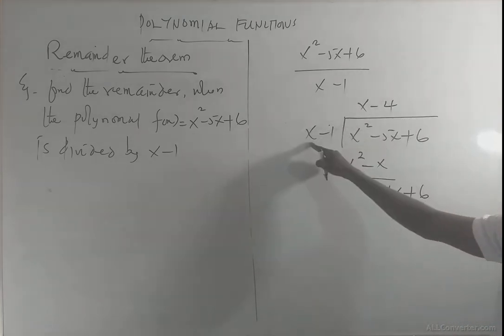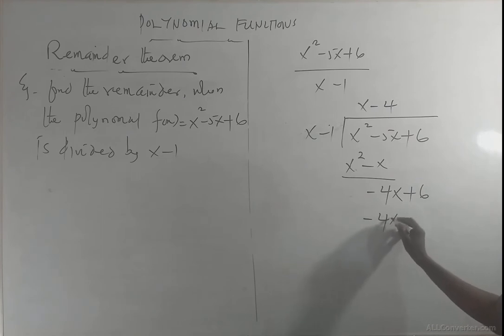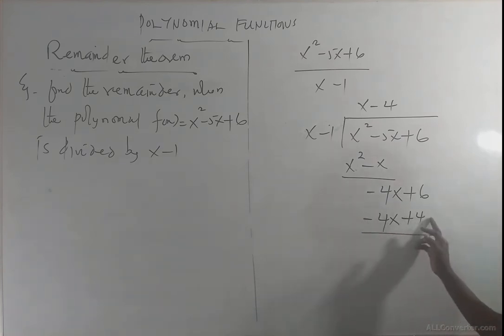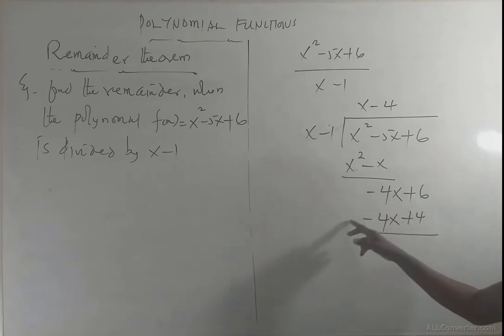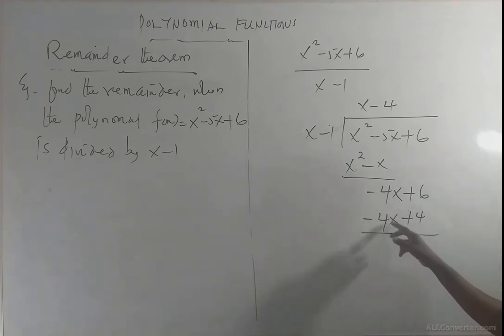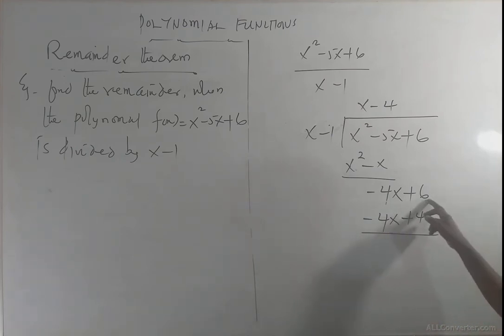Then minus 4 times x will give us minus 4x. The minus 4 times minus 1 will give us plus 4. So we underline. Then our bracket here and our minus here. So we have minus 4x minus 4x, which will be minus 4x plus 4x, and the x term is gone. So we have 0. Then we are going to have 6 minus 4, and the result is 2.